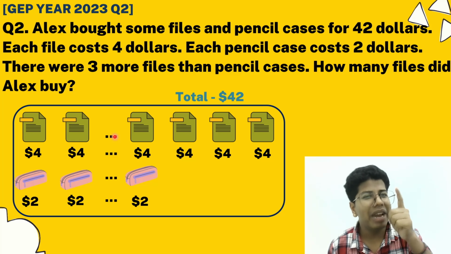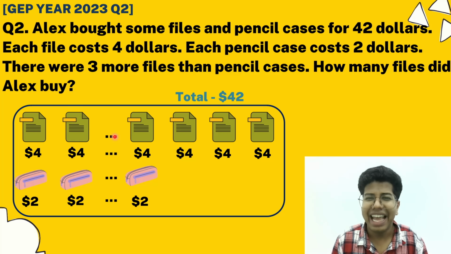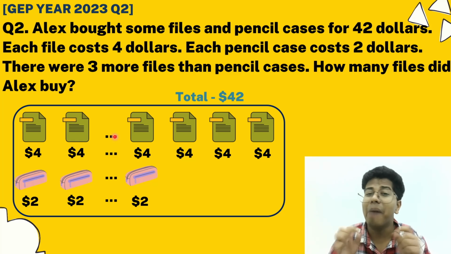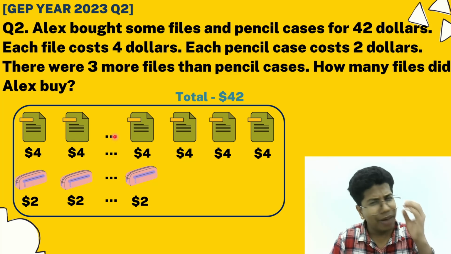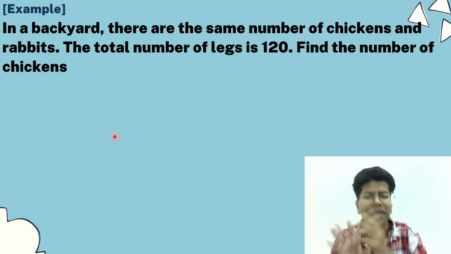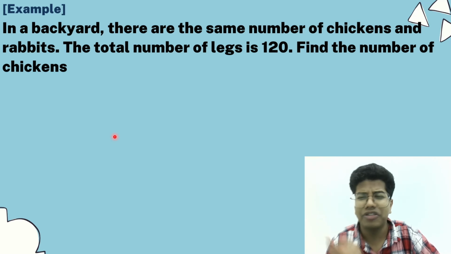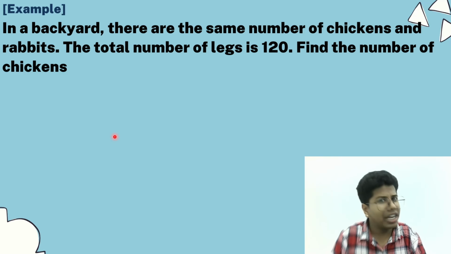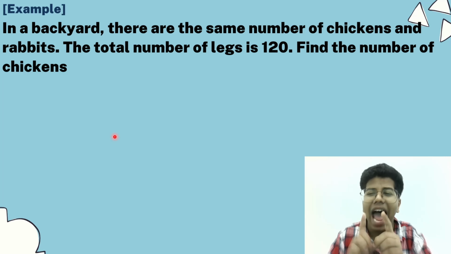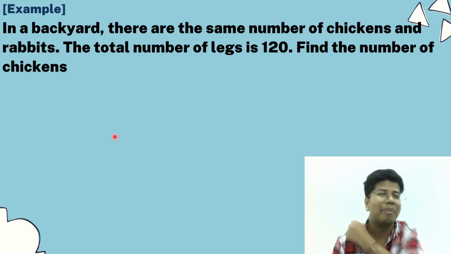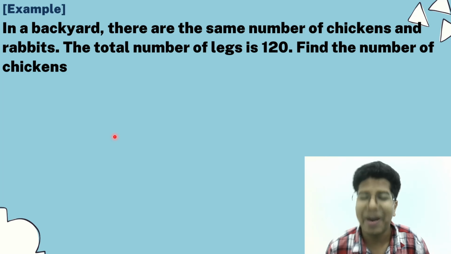Now to help you better understand this question, I'll give you an example of what happened to me last evening in my backyard. There was one question that came to me. The example was, in my backyard, there was the same number of chickens and rabbits. The total number of legs when I watched was 120. And we need to find the total number of chickens present in my backyard.